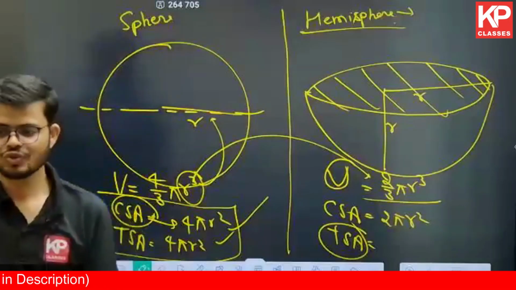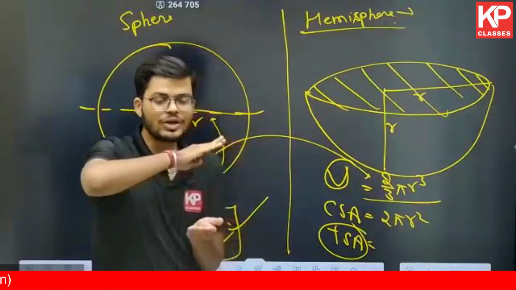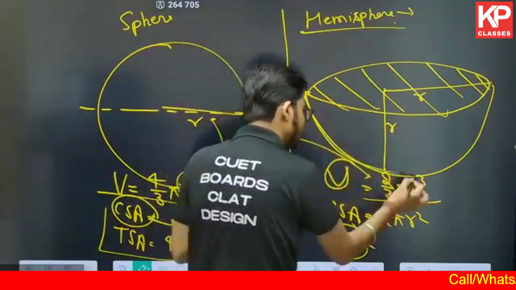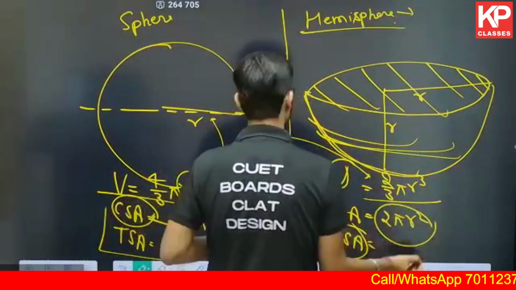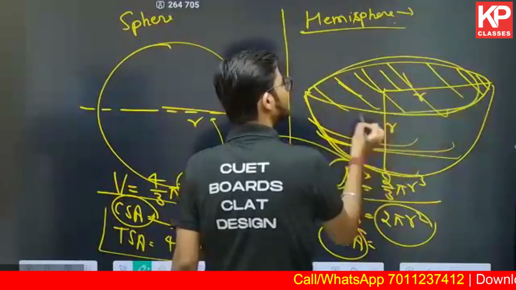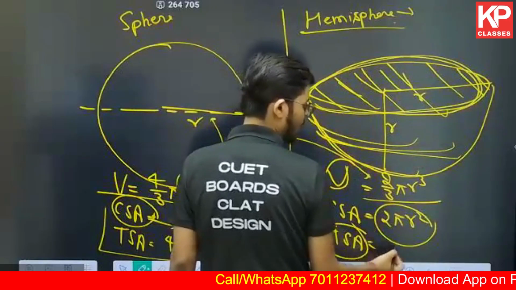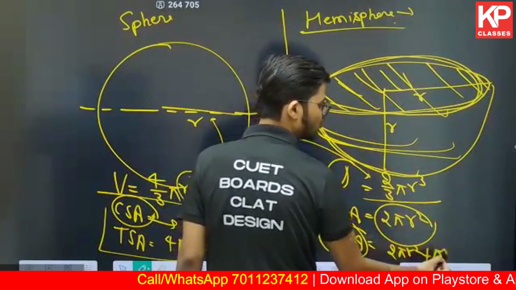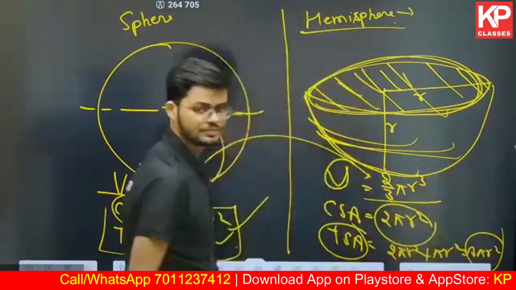See, in case of a hemisphere, what will the total surface area be? Because I have divided it into two equal parts. Here, this curved area is 2 pi r square, that is half of it. But total surface area includes the area of this surface also. The area of this surface is going to be another pi r square. So 2 pi r square plus pi r square, the answer is going to be 3 pi r square.